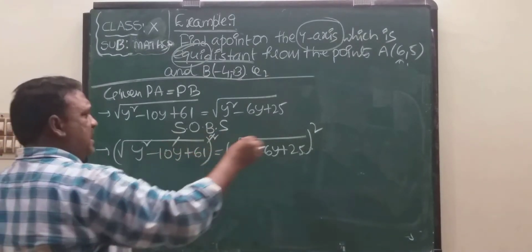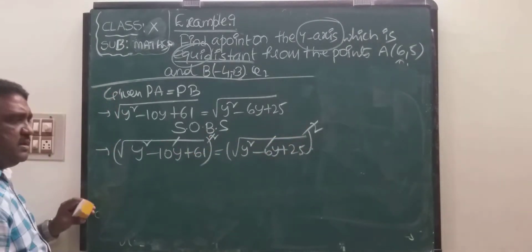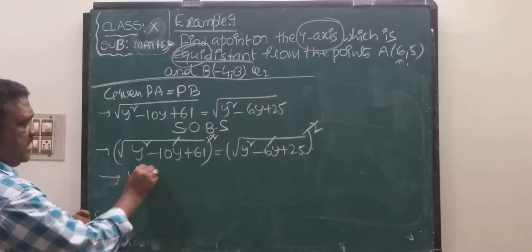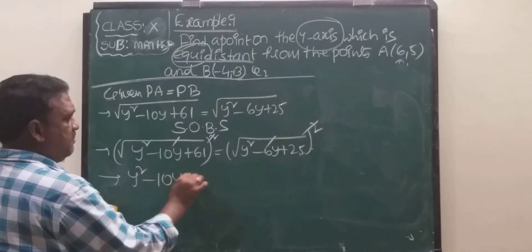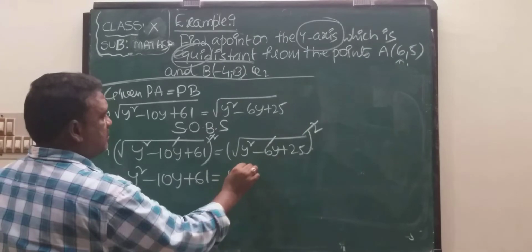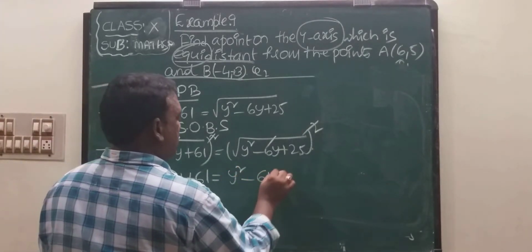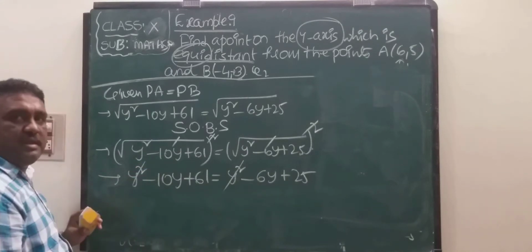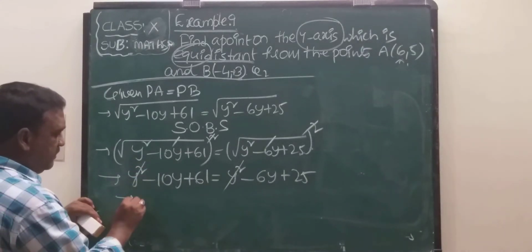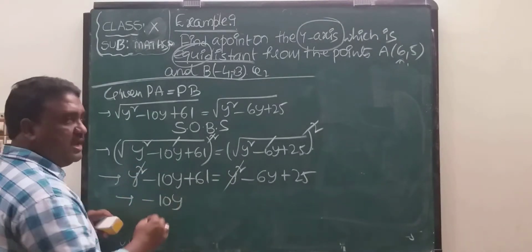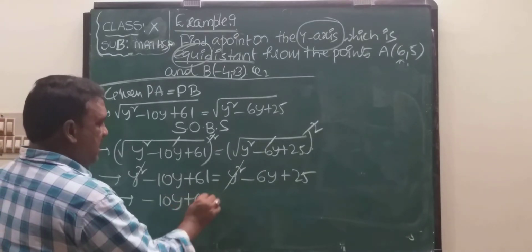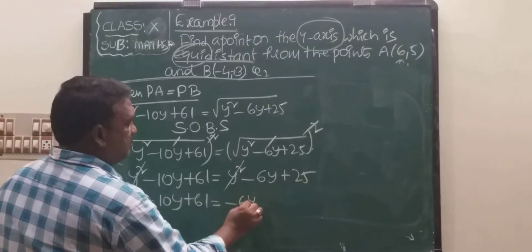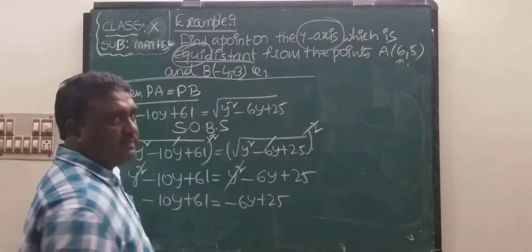Cancellation, square root cancel, square root cancel. Then what is left? y squared minus 10y plus 61, y squared minus 6y plus 25. Then y squared cancel. Then what we get? Minus 10y plus 61 equal to minus 6y plus 25.